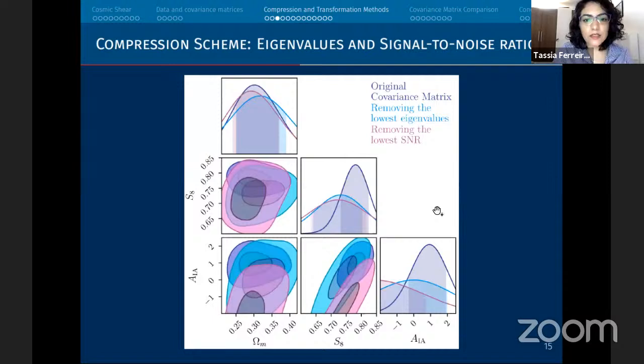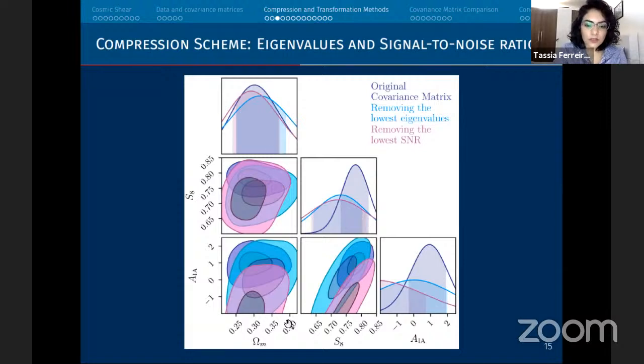And so this is what we get for these two procedures. So we see that the constraining power is largely lost for S8 and the intrinsic alignment parameter. For the omega matter, this is for the eigenvalues, it fares worse than for the signal to noise ratio, for example. So this is clear to us that this isn't where we want to be looking. You know, we shouldn't be looking at the eigenvalues or the signal to noise ratio at all.